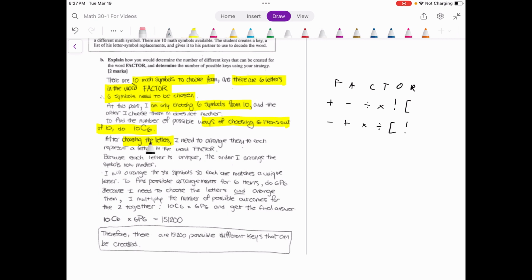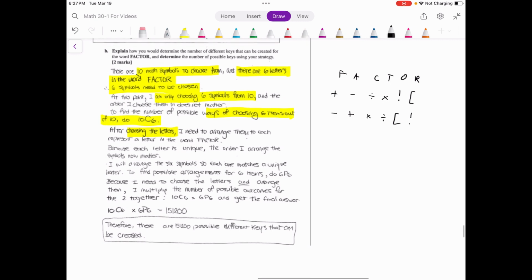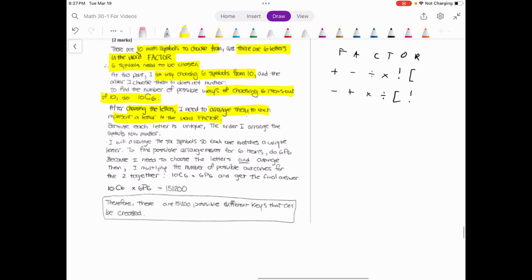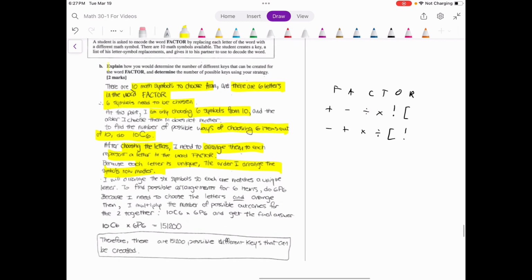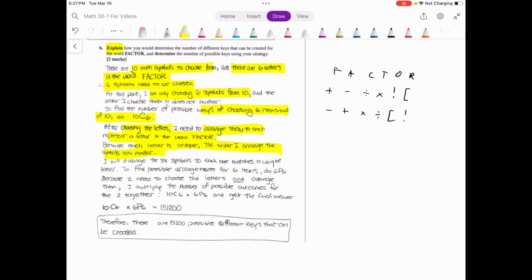Right? So what this student has said is there are 10 choose 6 ways to even decide what 6 symbols we're taking from the 10 options. Now we have to think about arranging them to represent a letter in the word factor. Because each letter is unique, the order they arrange them matters, right? So this student is explaining, they're doing that key word, explain, right? Why does order matter now? Why are we switching from combinations to permutations? And they've done a good job here, right? 2 out of 2 on this one for them.